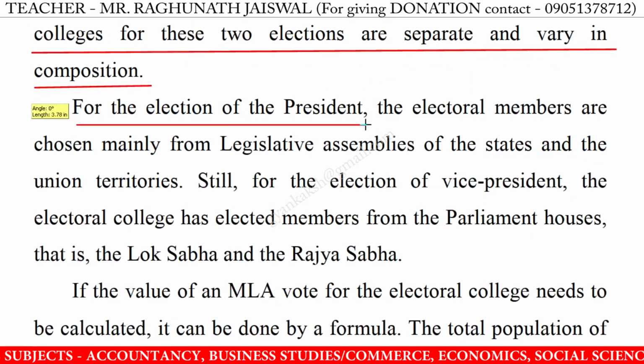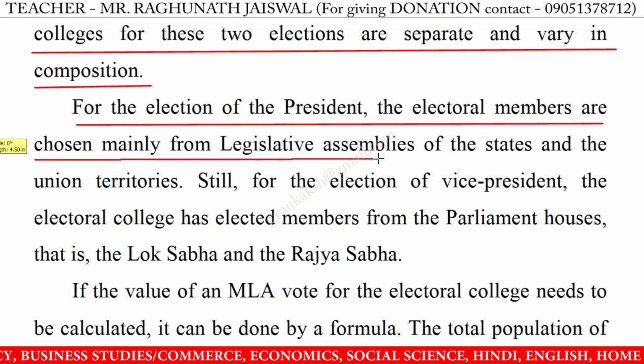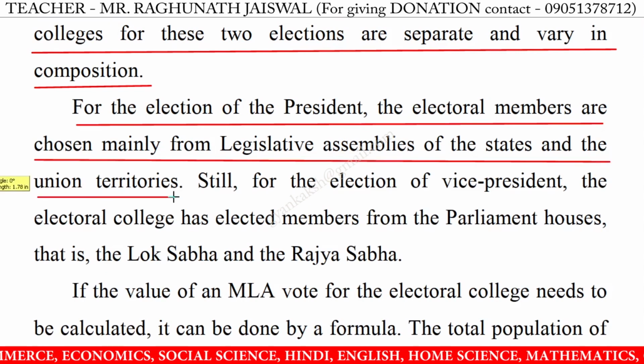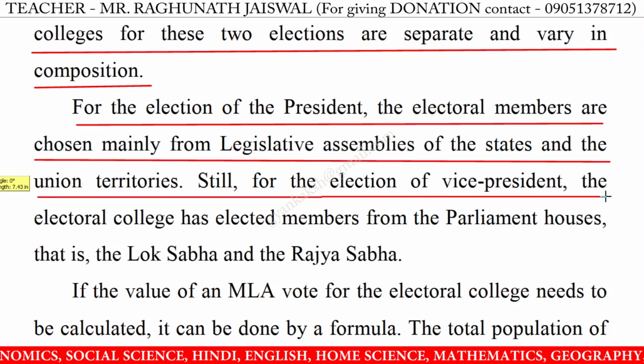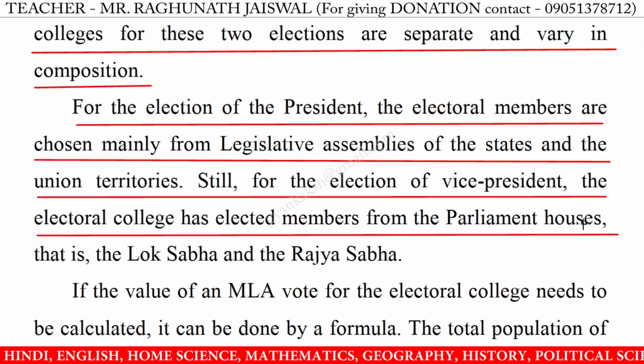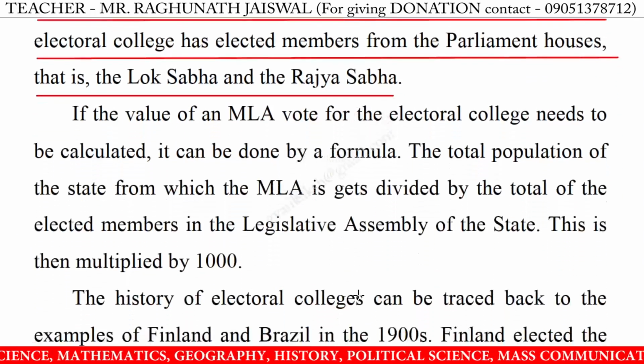For the election of the President, the electoral members are chosen mainly from legislative assemblies of the states and the union territories. Still, for the election of the Vice President, the Electoral College has elected members from the Parliament houses, that is the Lok Sabha and the Rajya Sabha.